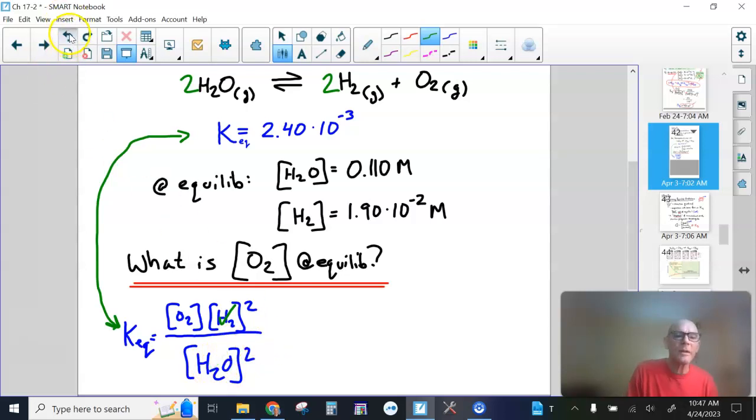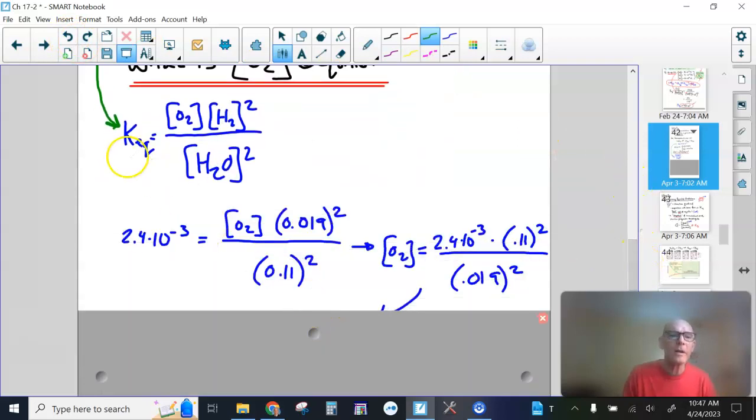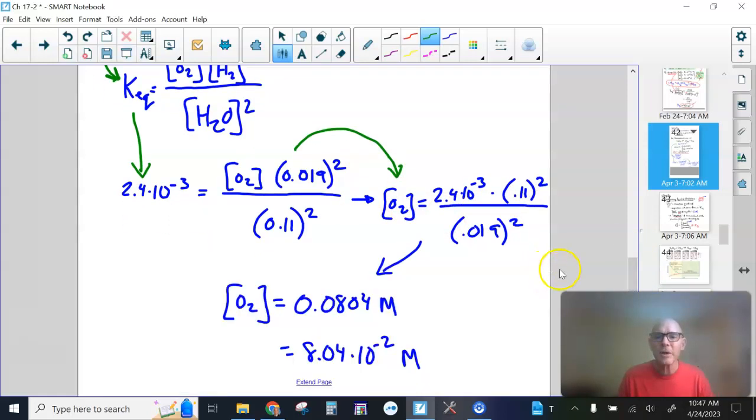So this is simply an exercise in plug and chug. We're going to put all the numbers in that we know. All right, so there's the equilibrium constant. Here's the values of the things we know. And then solve for oxygen. That's what's done here, just rearranging and isolating variables to solve for the unknown. And then plug your numbers in and go.